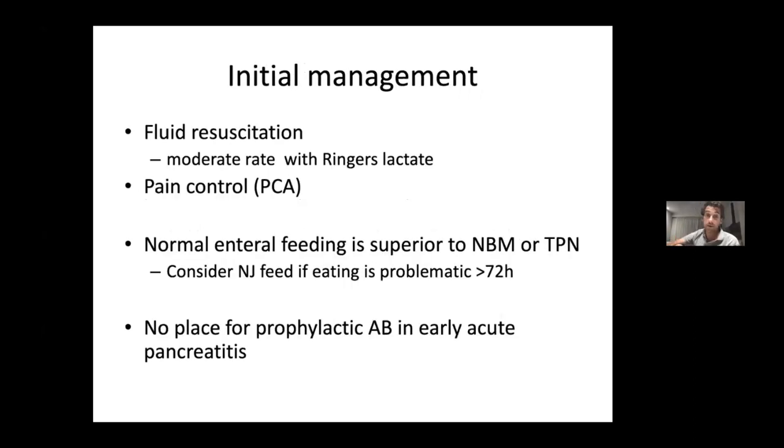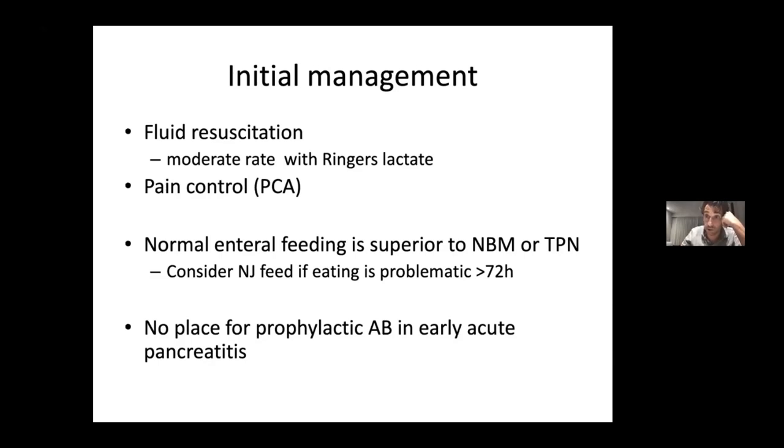So in the initial management, very important is fluid resuscitation. The old gold standard was that people needed a high of 3 to 4 liters in the first 24 hours. There's a bit more nuance to that. Normally, we now would go for a more moderate rate of infusion with Ringer's lactate or Hartmann's solution, as it's sometimes called. Pain control is important, obviously.